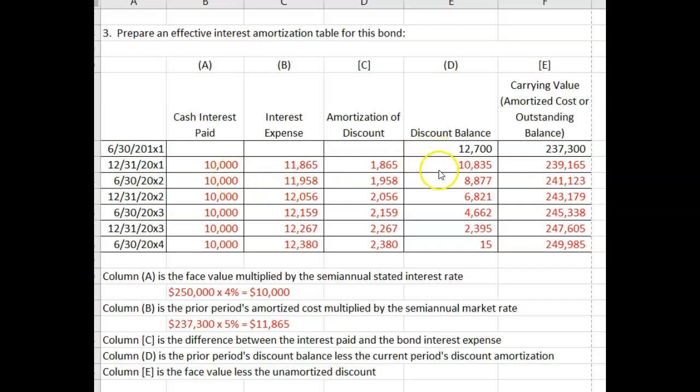So the name of this game is to amortize the discount down to 0. And as the discount gets smaller, the carrying value grows. And at the end of the last payment, the carrying value should be the full $250,000 par value. We're off $15. That $15 is a rounding error. So what we need to do is to force our interest expense up by $15, which will cause this to be 0 and cause this to be a full $250,000.